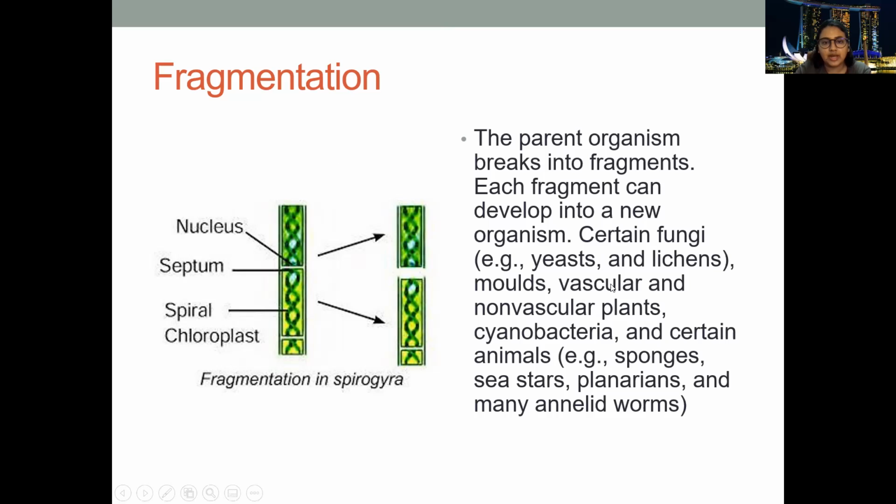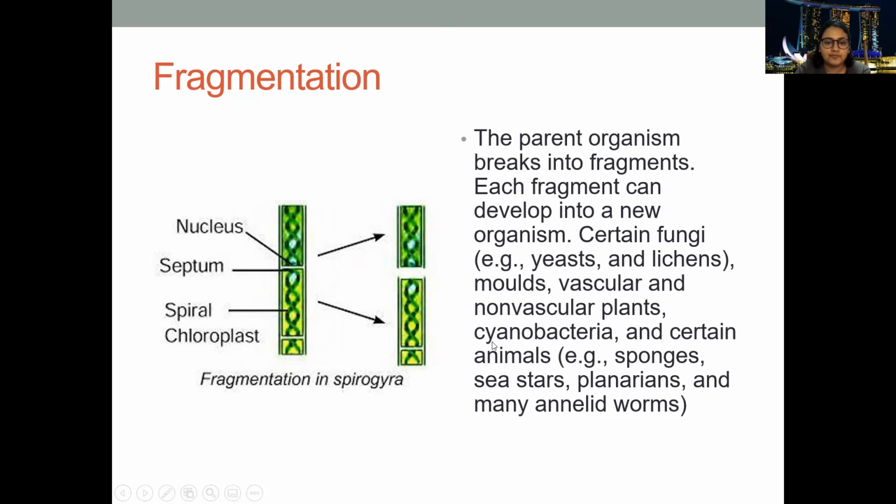Mainly you have to know the process is very easy. The septum is formed and the nucleus divides, giving rise to a new organism. How many fragments they break into, they give rise to new organisms. The process is very easy; only the examples are very important. What are the examples of animal organisms which show fragmentation?